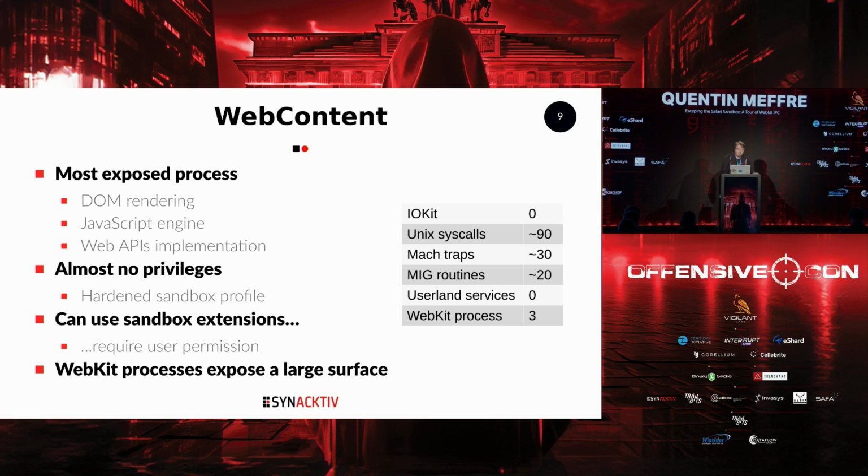So first, web content. As I said, it is the most exposed process of WebKit. It basically implements lots of very sensitive operations like rendering the document object model and executing JavaScript code. It also implements lots of web APIs. And today, web content has almost no privileges. It has one of the most hardened sandbox profiles of the whole iOS system. Web content can use sandbox extensions to extend its sandbox profile, but usually it requires user permission, so from an attacker point of view, this is not a good deal.